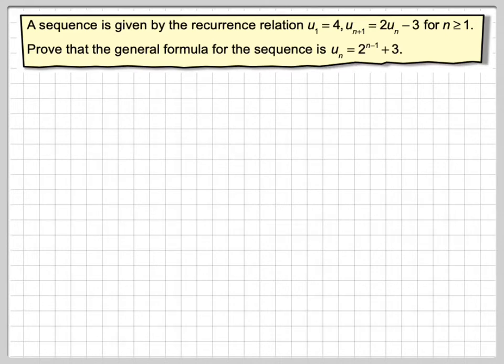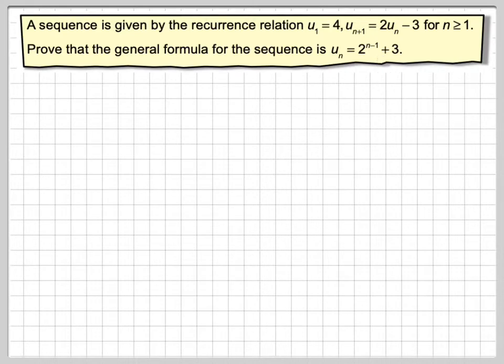So basically what happens here, if you take 4 as the first term, it will work out 2 times 4, which is 8, minus 3, which is 5. So the next term in the sequence will be 5. And then what you do, you substitute that in to get the next term. And what we're working out here is what is going to be the general formula for the sequence.